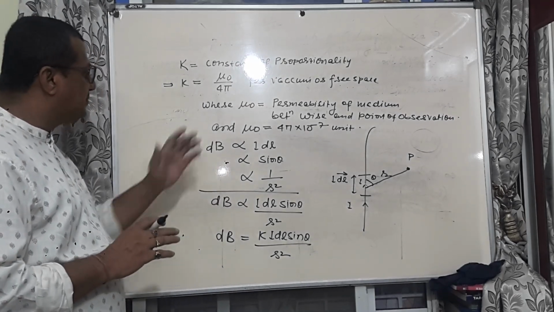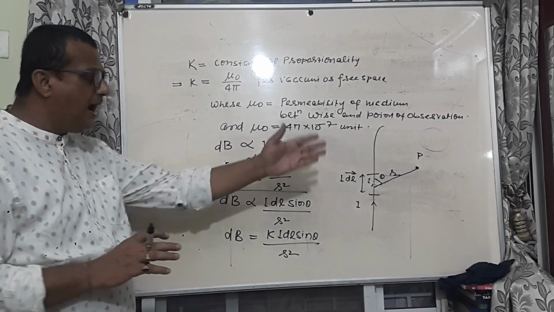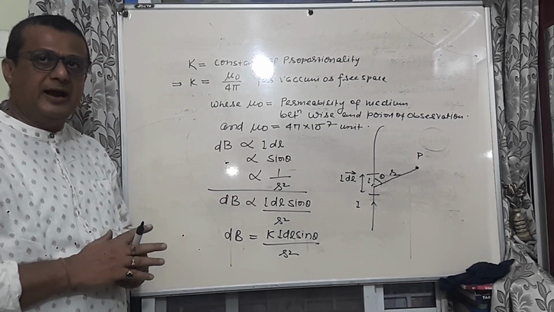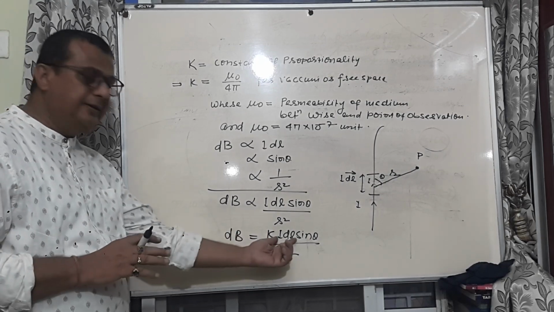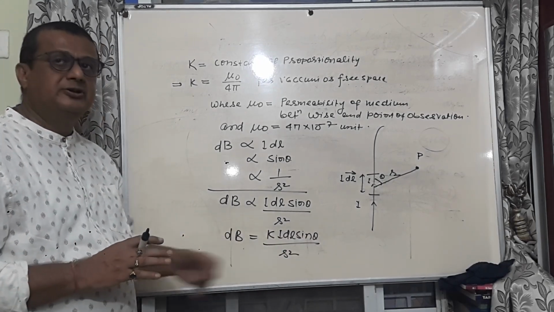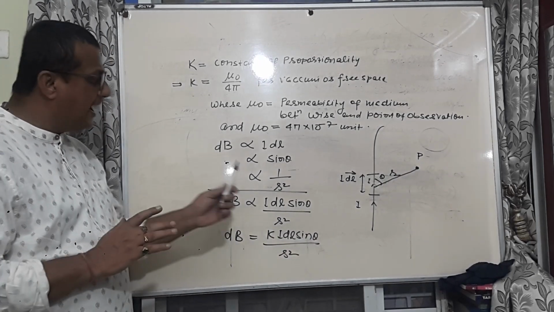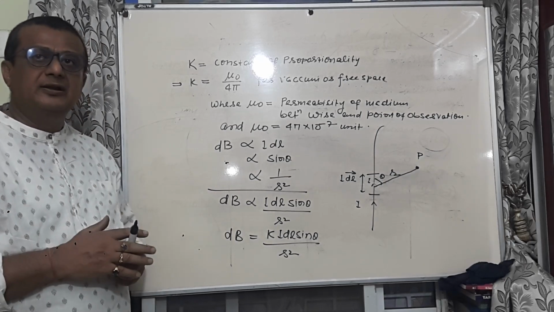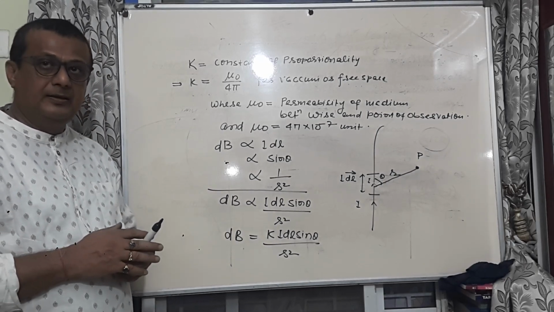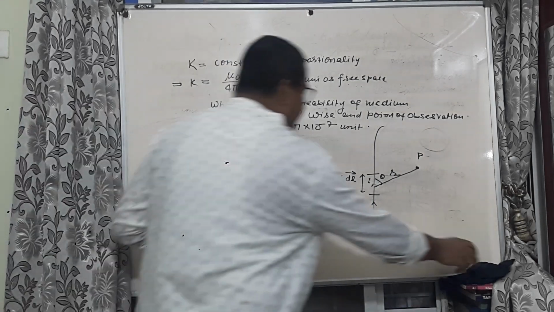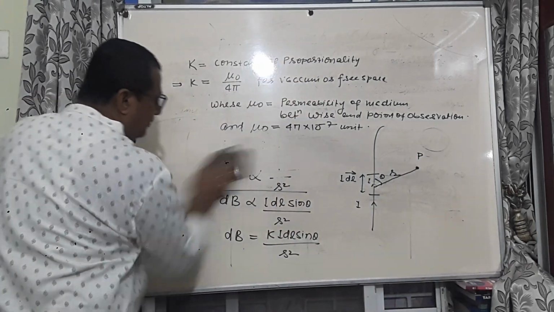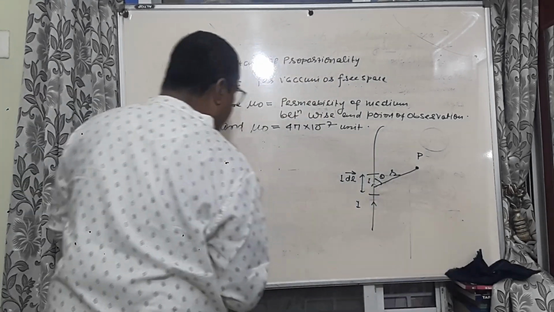It is totally explained here that magnetic field at any point due to current carrying conductor depends on current element, angle and distance. This can also be demonstrated in a vector form. How? We will change this one. Vector form.